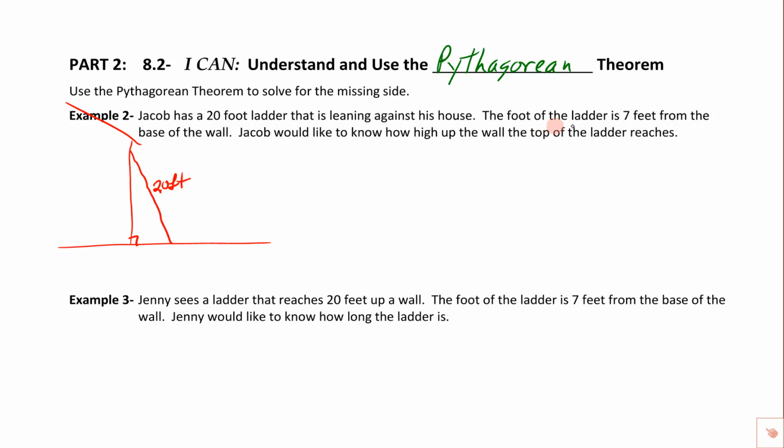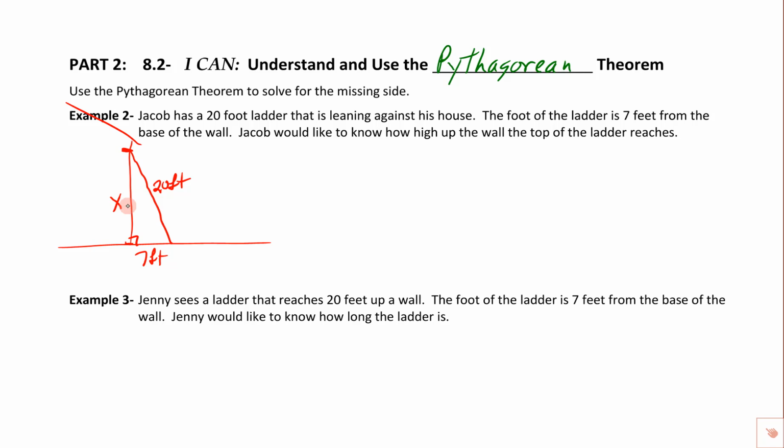All right, and then it says the foot of the ladder is 7 feet from the base of the wall. So here's the base of the house right here. What they told us is this is 7 feet. So what we're missing is a leg. So I'm going to use X for this. And it says Jacob would like to know how high up the wall the ladder reaches. And again, you can see that this distance would be how high up the wall it reaches.